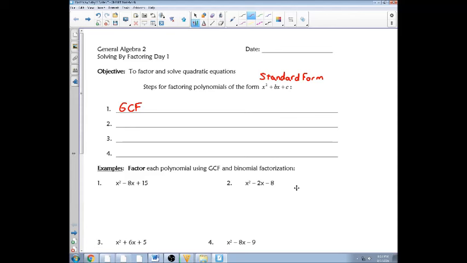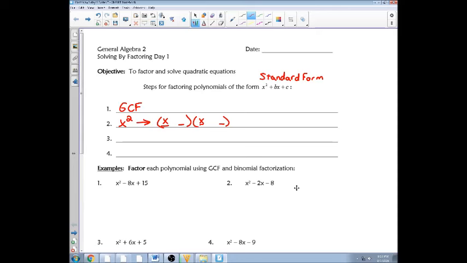All right? The second step is when I have an x squared. When it is factored, I'm going to have 2 sets of parentheses. There are 2 blanks in each set of parentheses. There will be a sign in between them. The first blank is always going to be filled with an x. That is your step 2, is to create 2 sets of parentheses. Fill the first blank with an x.